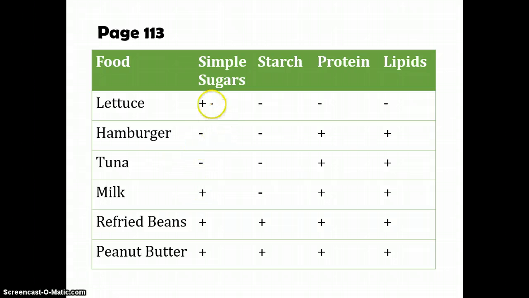Here we have lettuce. It tested positive for simple sugars, so recall what test that is. It tested negative for starch, negative for protein, and negative for lipids. Hamburger: negative for simple sugars, negative for starch, positive for protein, and positive for lipids. You can continue doing this and filling out your table.